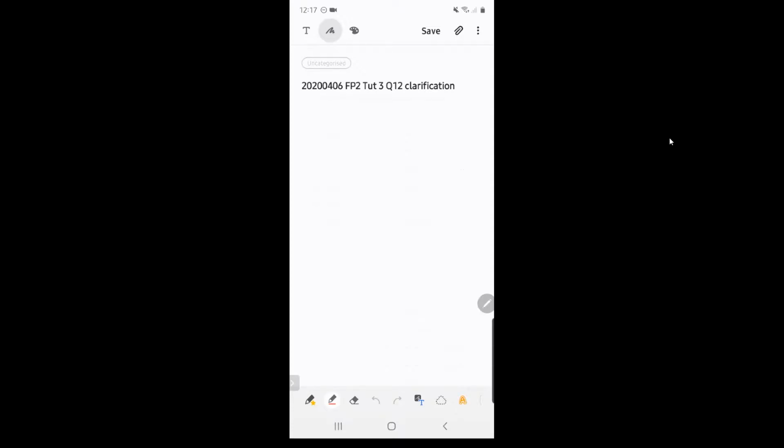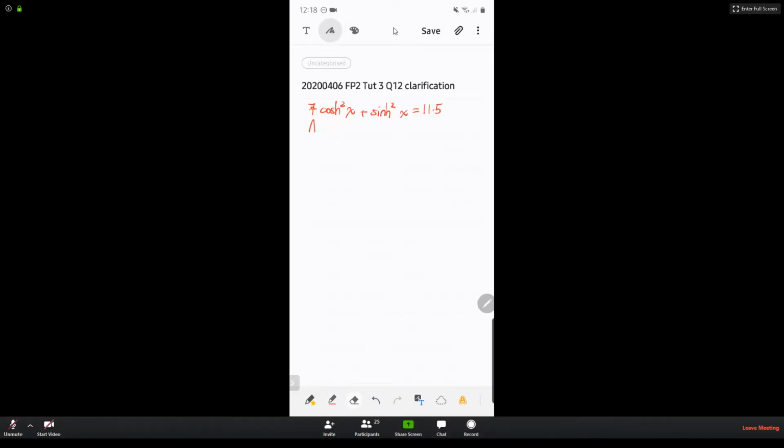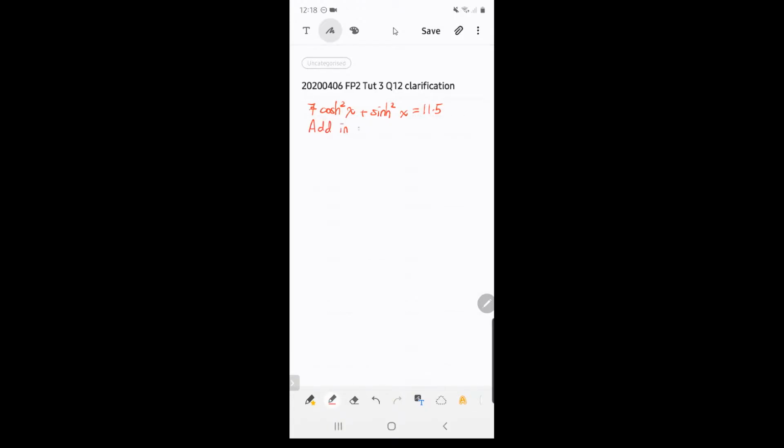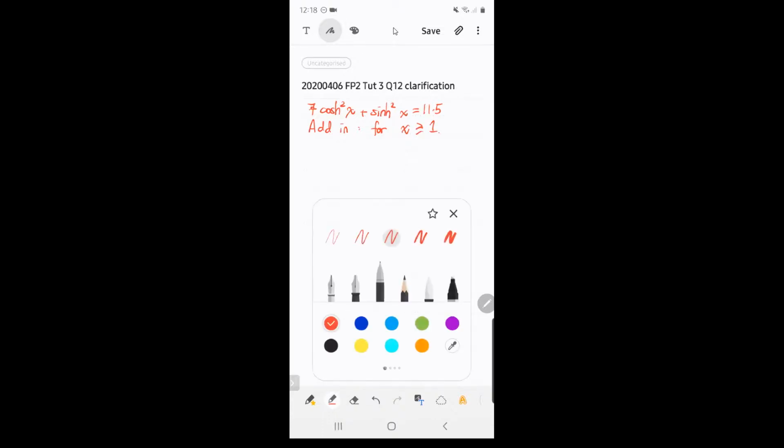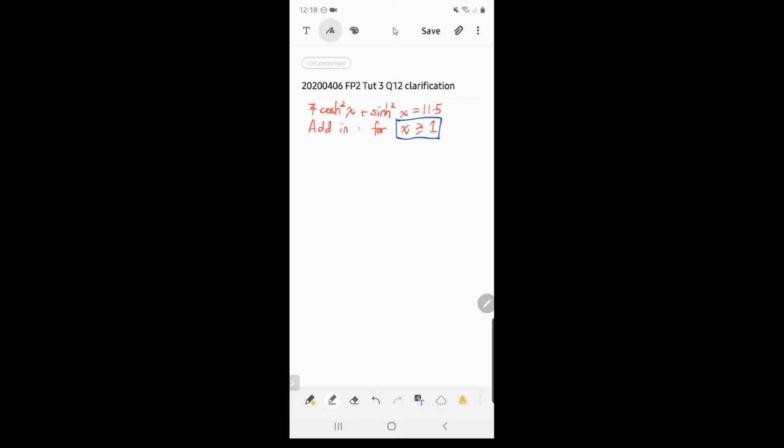So for tutorial 3, question 12, the question will be, what is the question again? 7 cos x plus sine squared x, and this is equal to 11.5, and then you add in the domain yourself. Okay, for x is larger than or equal to 1, so you add in this domain, right? This is for the new syllabus. Then later I will show you the old syllabus, how they get the 2 answers there.